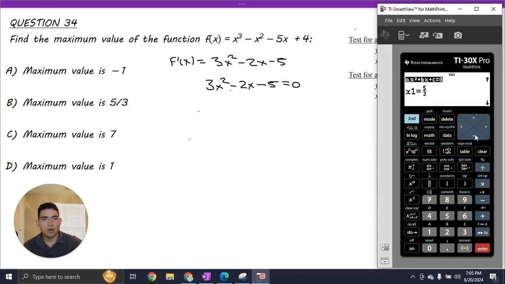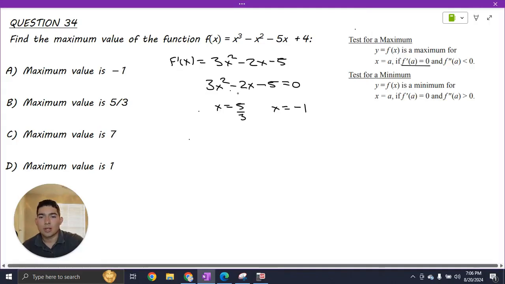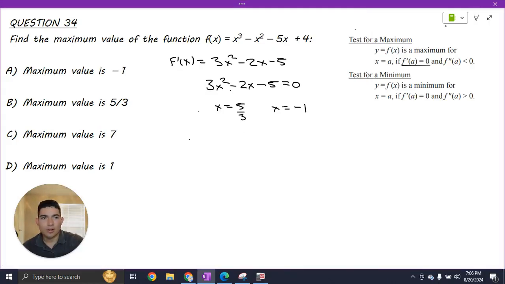So if we solve, it's going to give us x equals 5/3 and x equals negative 1 as the roots. So I went ahead and wrote those down right here. Make sure that you get familiar with that feature of your calculator because it really helps out with getting through some of the problems a lot faster.